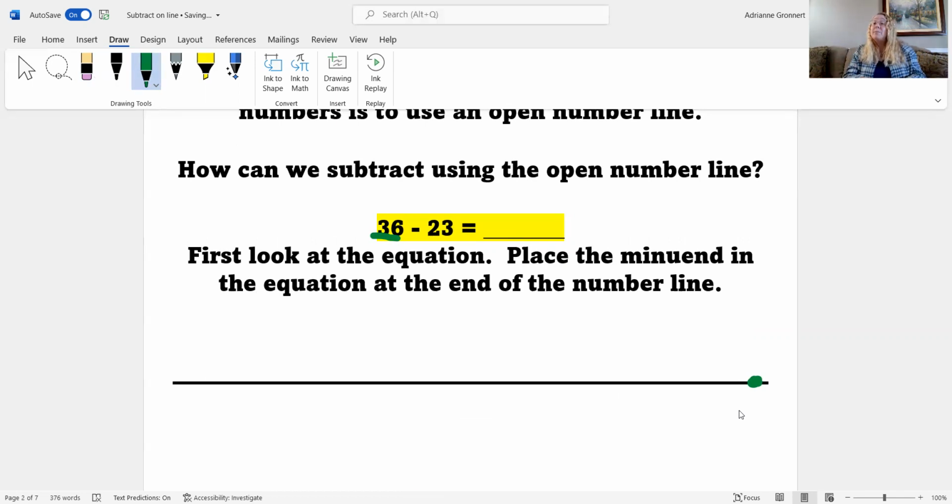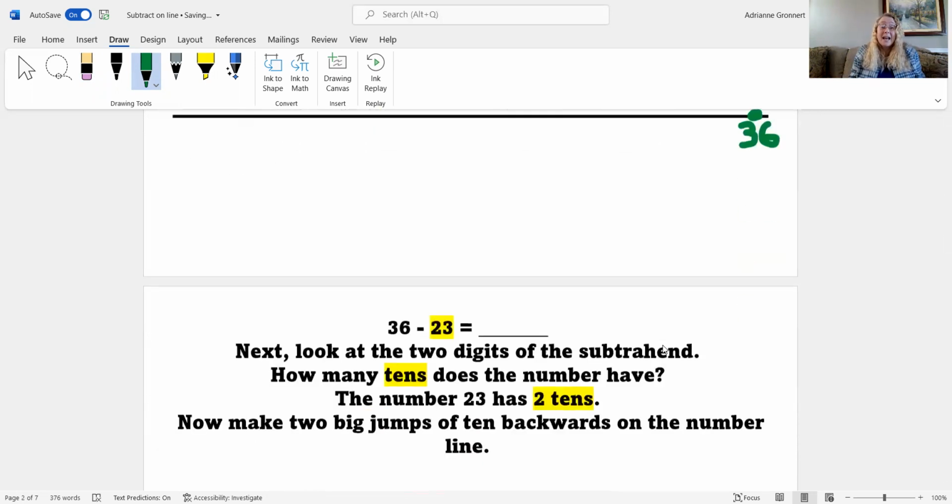So I'm going to make my number line, add a dot at the end, and then write the number 36. If you haven't already done that, make sure you do that right now on your paper. Here we go. Make a mark, 36, just like that. So we have it in both places. Okay, what do we do next?